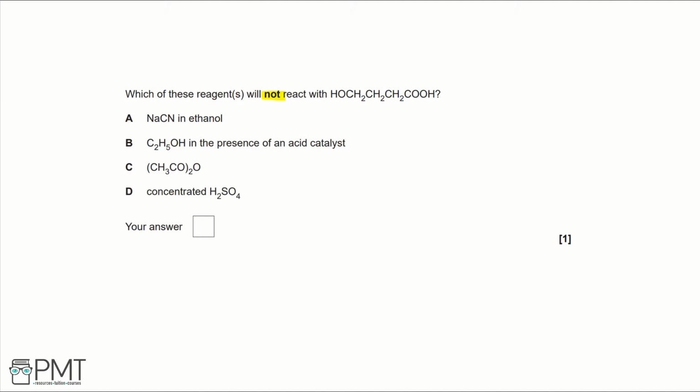So looking at the functional groups first, we have an alcohol and a carboxylic acid. So we're looking for reagents that would react with an alcohol or a carboxylic acid, and we can eliminate them. Starting at A, we have NaCN in ethanol. These are the reagents to turn a haloalkane into a nitrile. Looking at what we have as our functional groups, we don't have a haloalkane, so these reagents won't work.